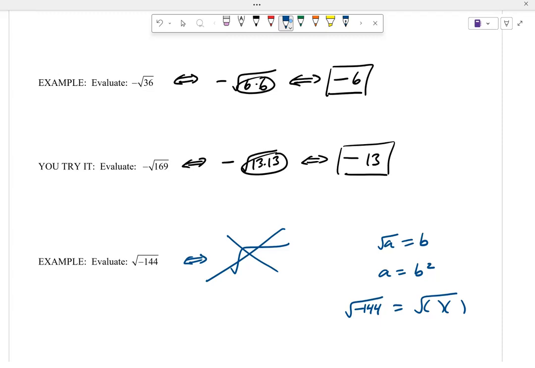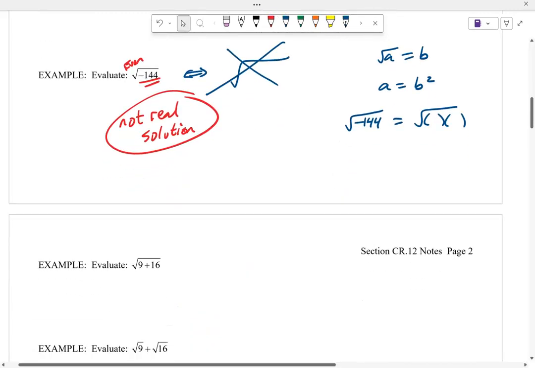I cannot have an even root, this is a second root, the square root, of a negative number underneath that radical. This is not a real solution. So in the real numbers, this is no solution, and right now we're just working in the real numbers. From last section, we know we can take an odd root of a negative number. That'll work in the real numbers, but not an even root.